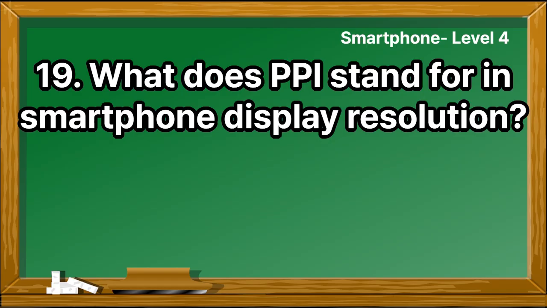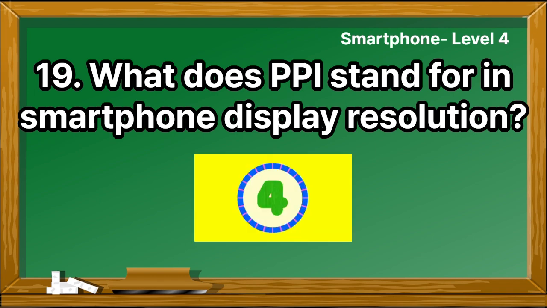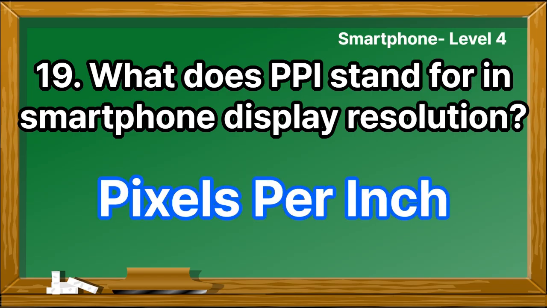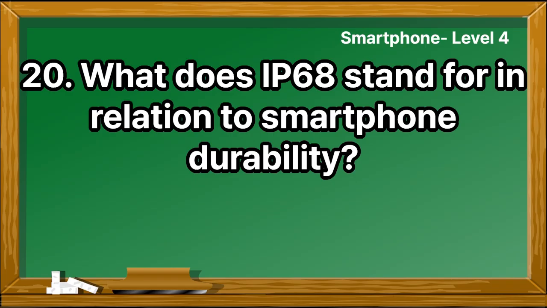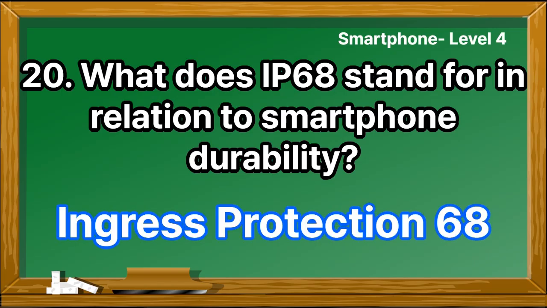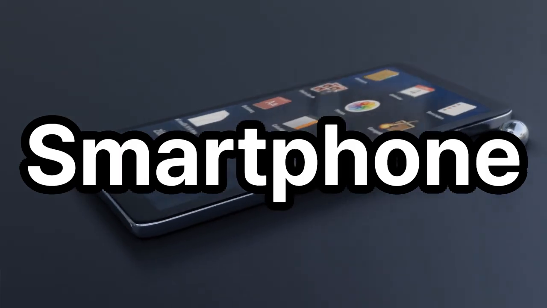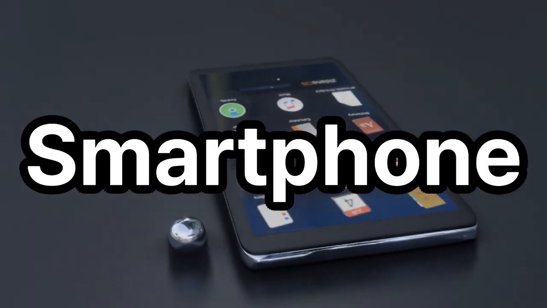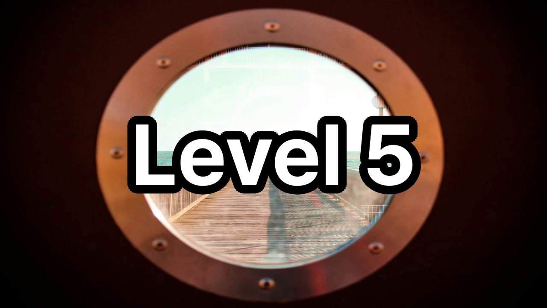What does PPI stand for in smartphone display resolution? Pixel per inch. What does IP68 stand for in relation to smartphone durability? Ingress protection 68. Smartphone. Level 5.